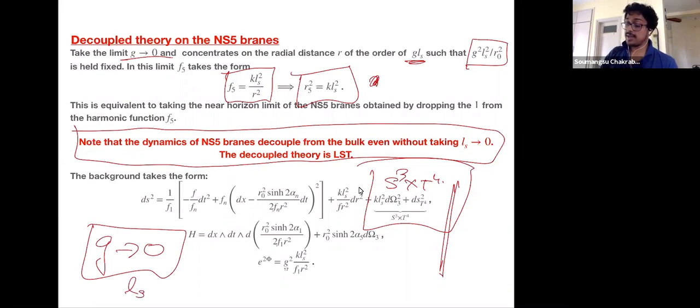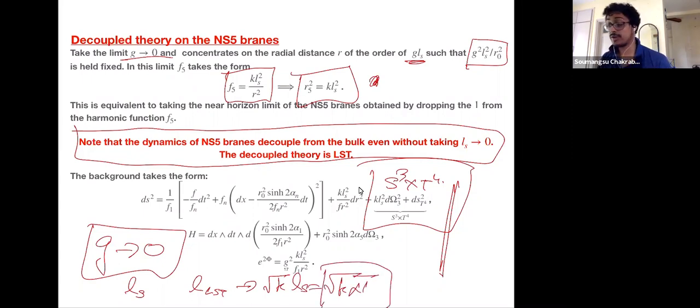In fact, it can be shown that the string scale of LST is square root k times l_s, that is, square root k times alpha prime. So this is the effective length of the little strings, not the strings. The strings that don't know about gravity, but know about the finite size of the string length. And there is a name for that particular theory. It's called little string theory. It's a decoupled theory on the NS5 branes.